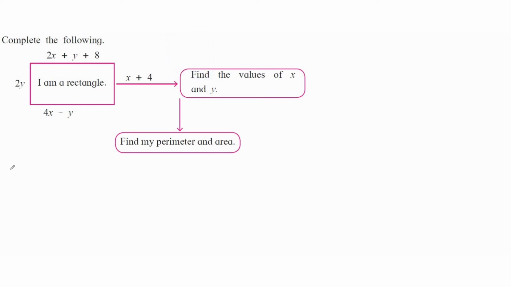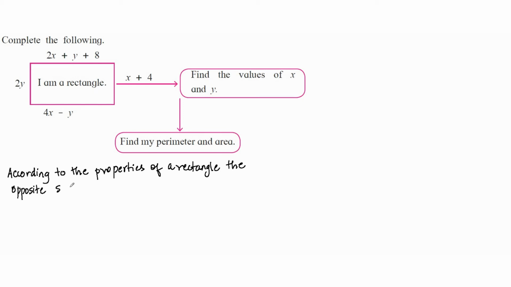I will say, according to the properties of rectangle, the opposite sides have to be equal. And therefore, I can say that 2x plus y plus 8 should be equal to 4x minus y. Let's rearrange all the variables on one side and constants on the other later on.